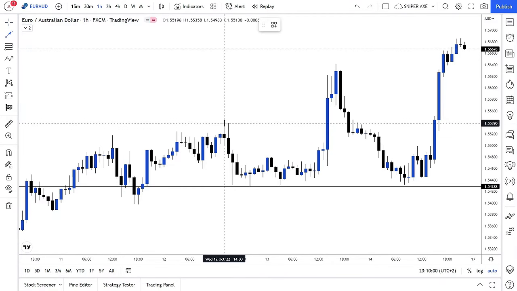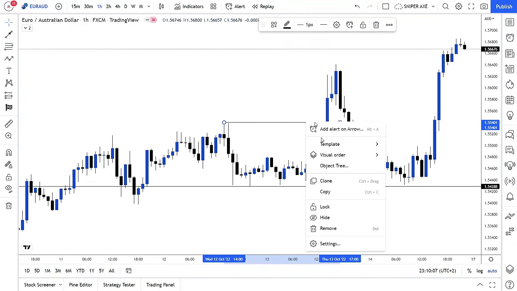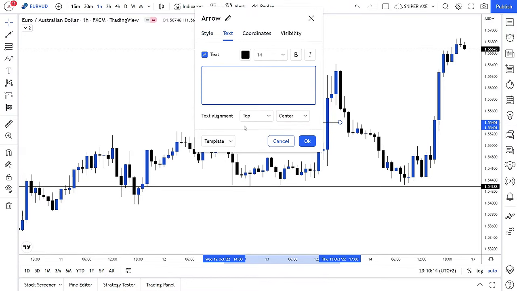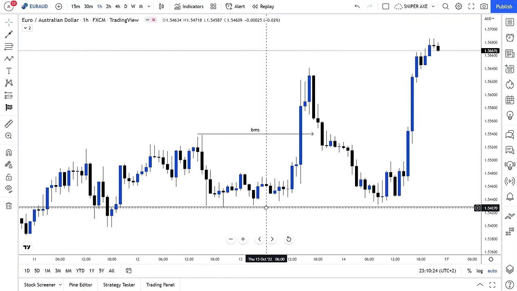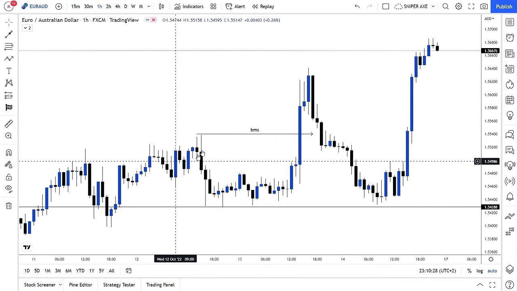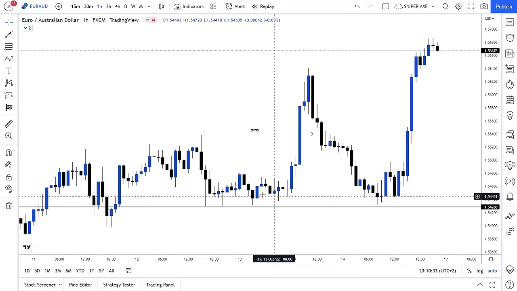Price had actually broken this high, and we call this a BMS. I believe everyone knows this. This is a BMS, breaking market structure, right? So we had a BMS there. After that BMS, we are so interested in the origin of that move. The origin of this BMS, we can see that it actually originated from these lows, right?